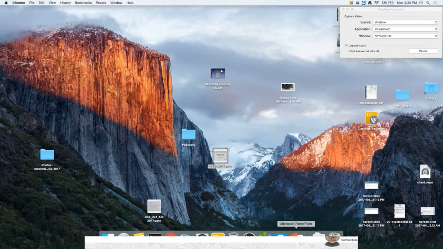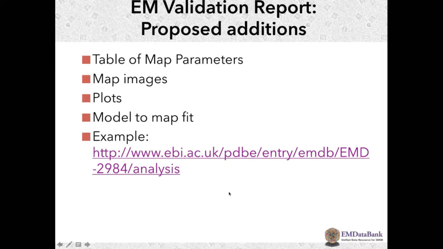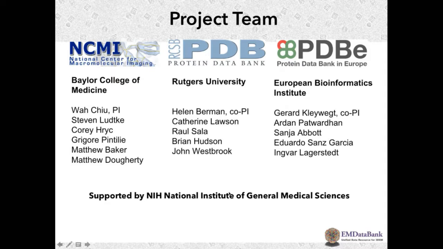Okay. So that was pretty much it. As I mentioned, our project team: Hua Chu, our PI at Baylor, will actually be moving to Stanford this summer. And I work with Helen Berman at Rutgers University, and with Gerard Kleywegt and Ardan Patwardhan at the Protein Data Bank in Europe. And I'm done. I will happily take questions.